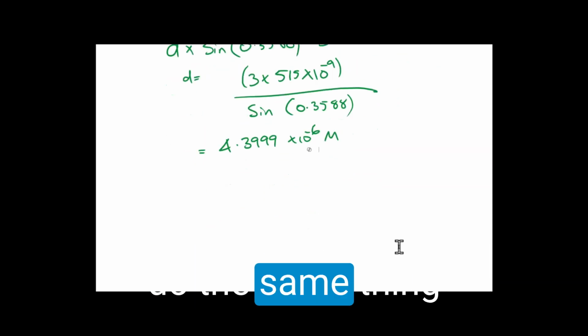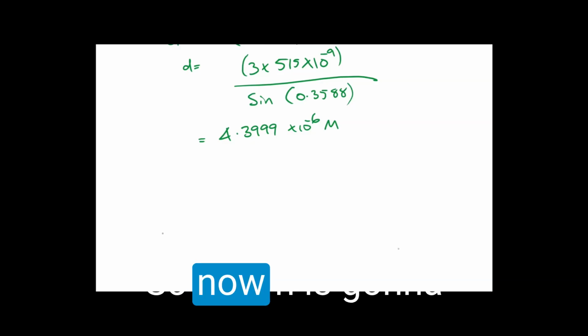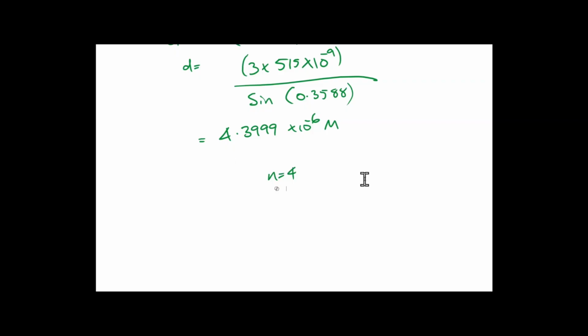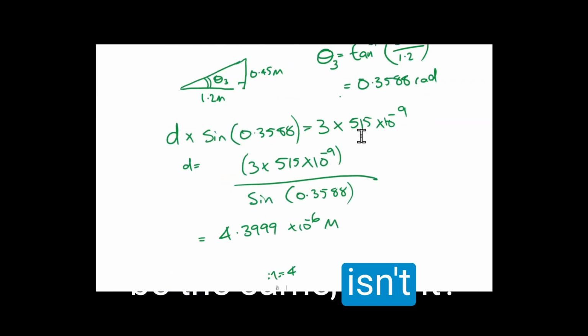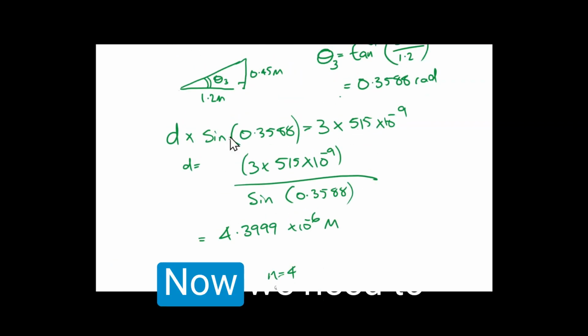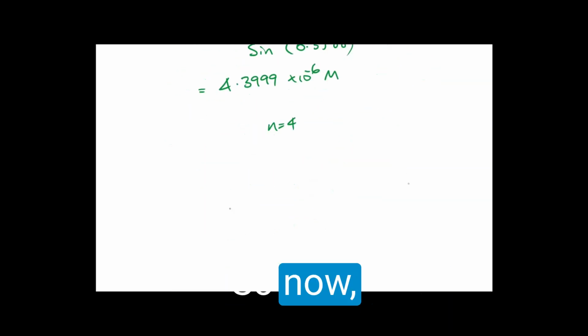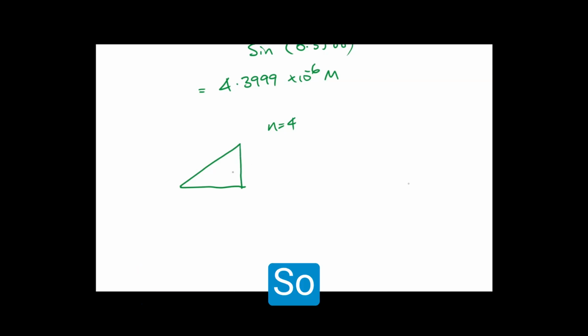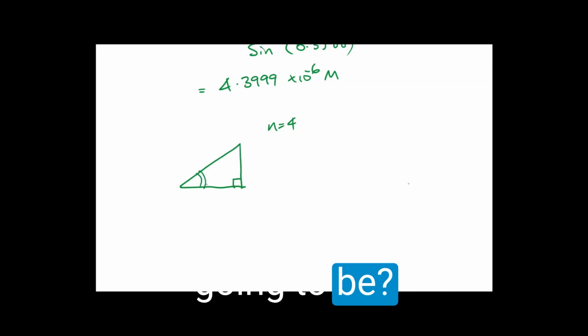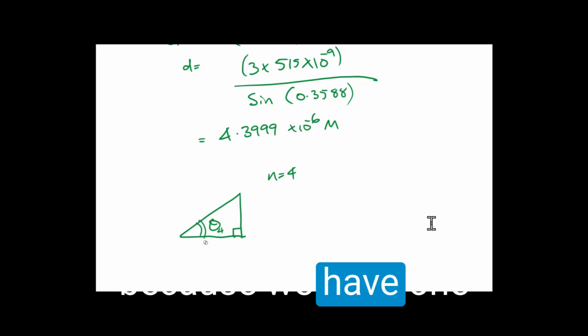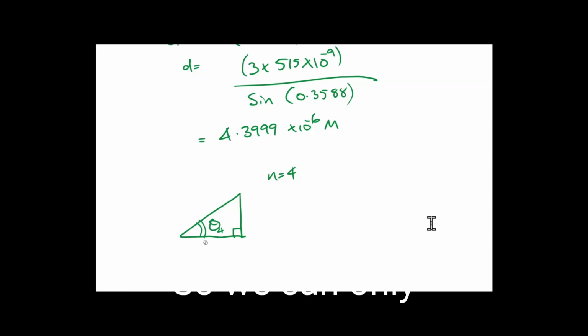So now we have to do the same thing over again. Now n is going to equal 4. The lambda is going to be the same, isn't it? That's going to be the same there. Now we need to find out what sine of that theta is. So now we don't know what that is. What is this theta 4 going to be? How are we going to find that? And the answer is that we can't really do it because we have one equation and two unknowns. So we can only do an inequality.